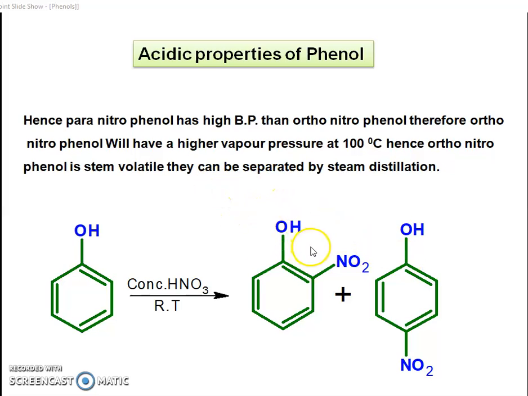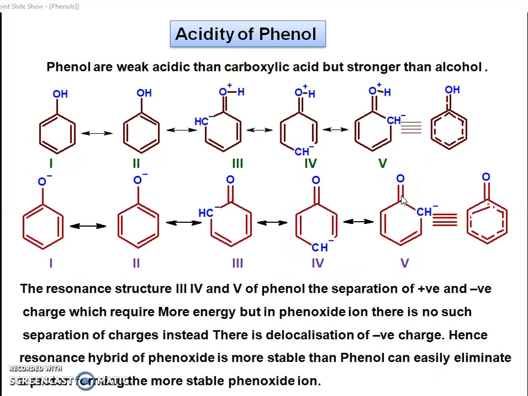So this orthonitrophenol has a lower boiling point than paranitrophenol due to its higher vapor pressure at 100 degrees centigrade. Orthonitrophenol is steam volatile and can be separated by the steam distillation method.